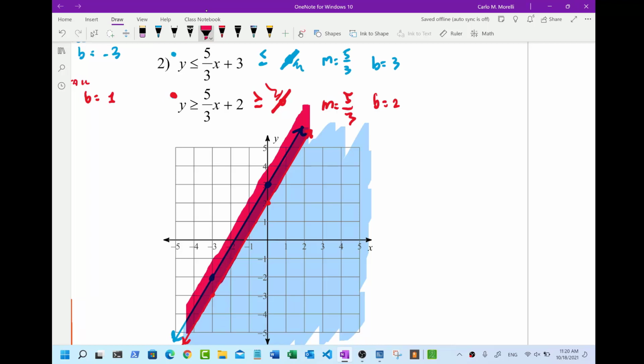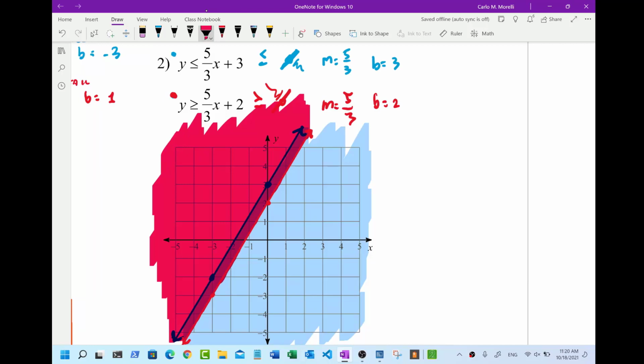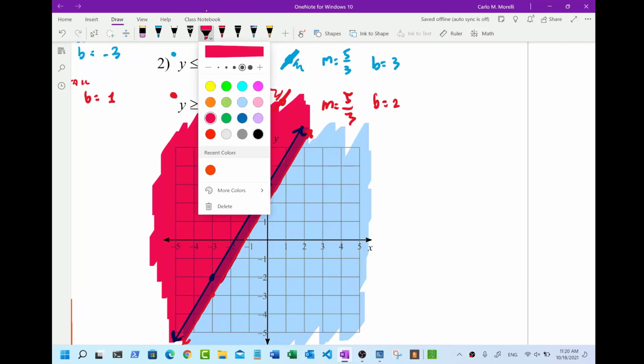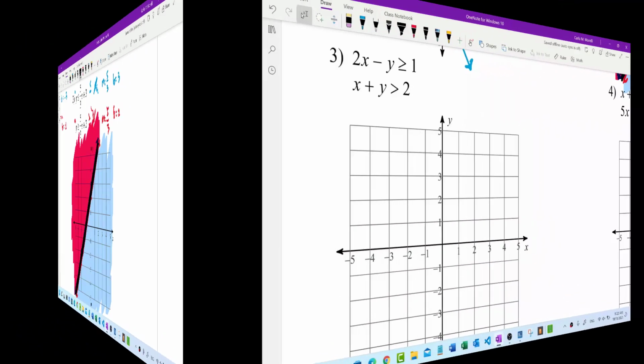So I had a student in another class. They drew the lines wrong. They were going down instead, but they got the idea that the shaded region is actually this region in the middle, right here. That's the solution region. That's a weird one, right? It's a weird problem. Okay, and that's the end of number 2.